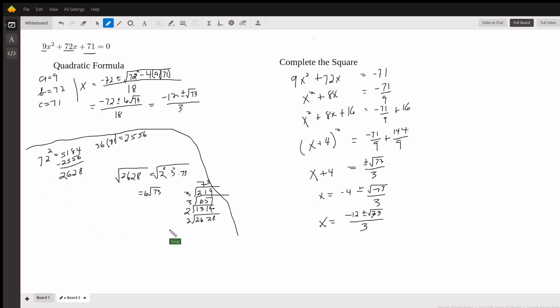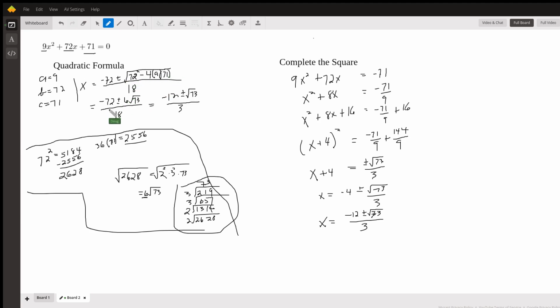Here's the work that I did manually to simplify the discriminant, or the value under the radical. 72 squared is 5184. 36 times 71 is 2556. So B squared minus this is 2628. I found the prime factorization of 2628 and saw that it was 2 squared times 3 squared times 73. So the square root of 2 squared is 2. The square root of 3 squared is 3. That's why I wrote 6 square root of 73 as the simplest radical form for the square root of the discriminant.